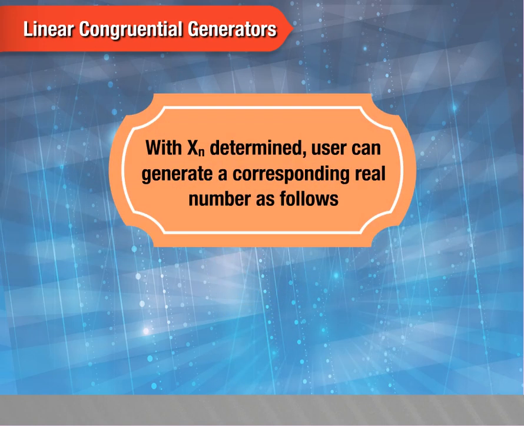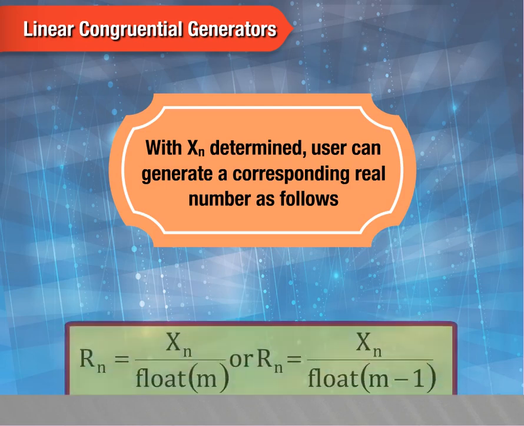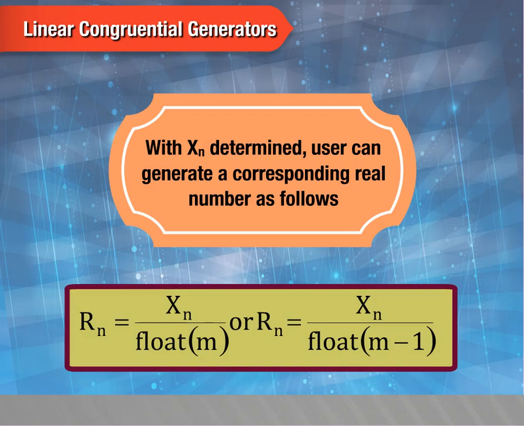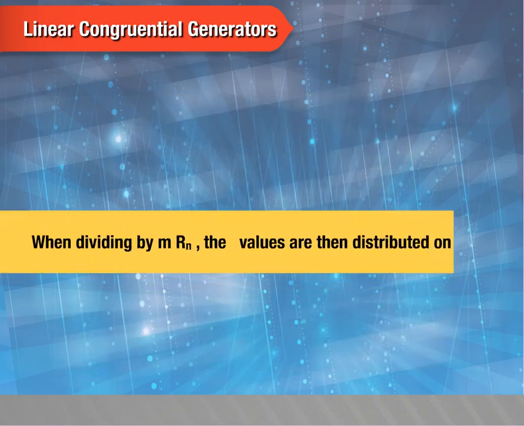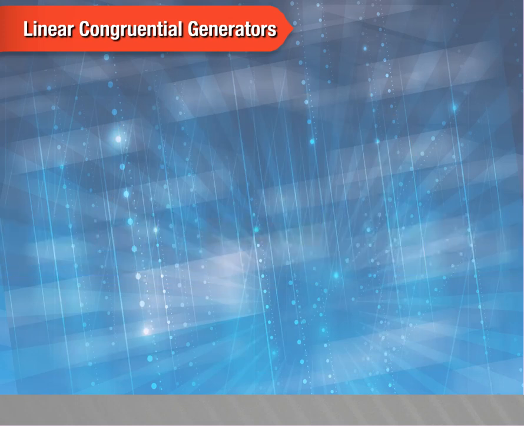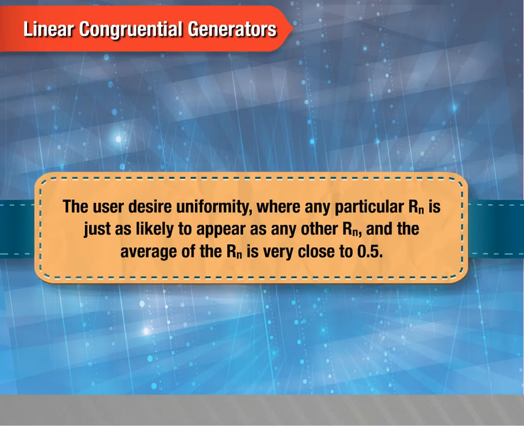With Xn determined, the user can generate a corresponding real number as follows. Rn is equal to Xn by float m, or Rn is equal to Xn by float m minus 1. When dividing by m, the Rn values are then distributed on 0 to 1. The user desires uniformity, where any particular Rn is just as likely to appear as any other Rn and the average of the Rn is very close to 0.5.